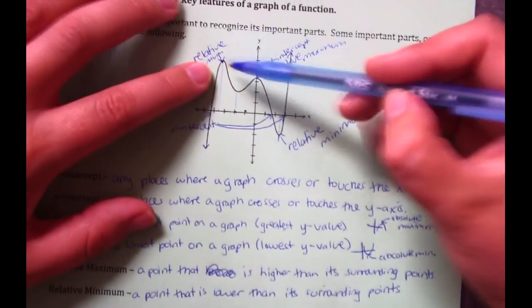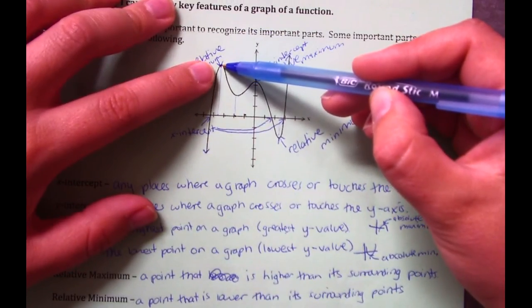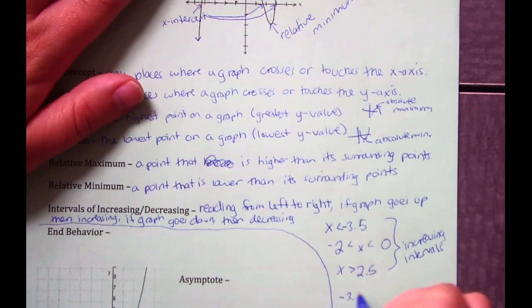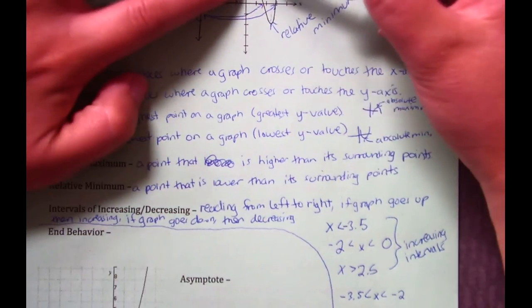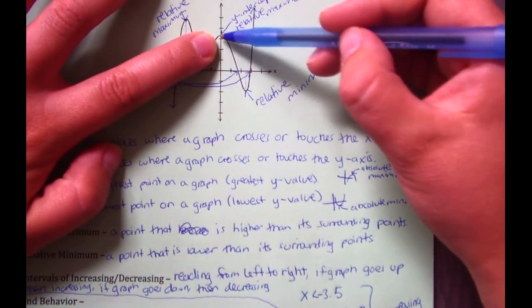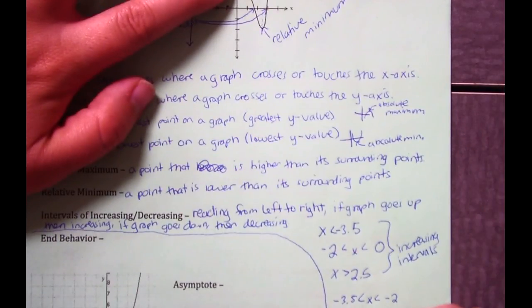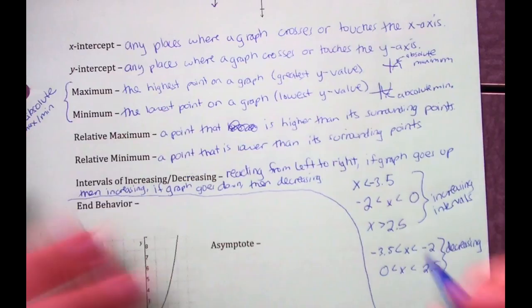would be from about negative 3.5 to negative 2, it's going down. So from negative 3.5 to negative 2 and all the x's in between there, it's going down. And then again, from 0 to 2.5, it's going down. And all the x's in between there. Those are decreasing intervals.